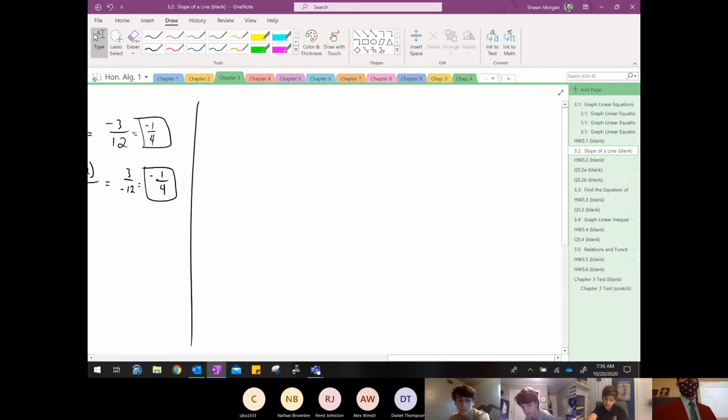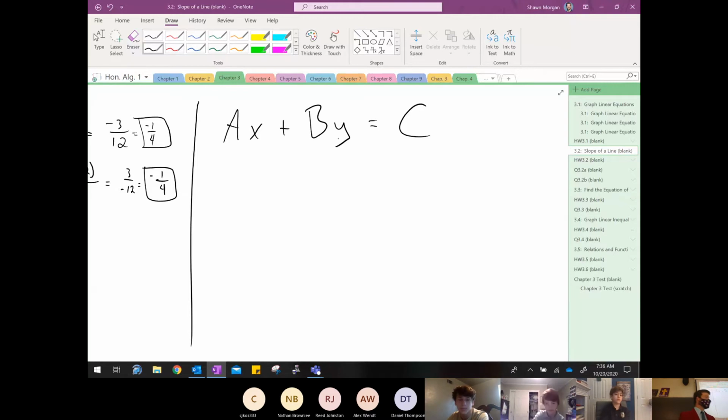Is it like ax plus bx equals c? So close, yet so far. Ax plus by equals c. Remember our standard form, ax plus by equals c, where a, b, and c are real numbers. A and b both can't equal 0. All right, so that's standard form.